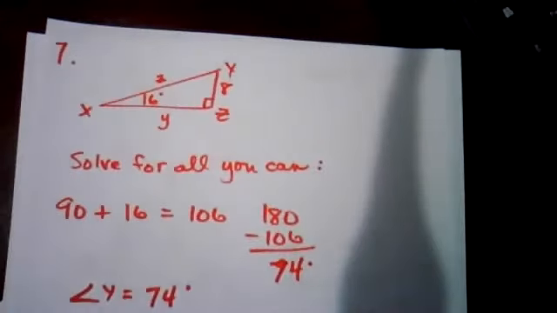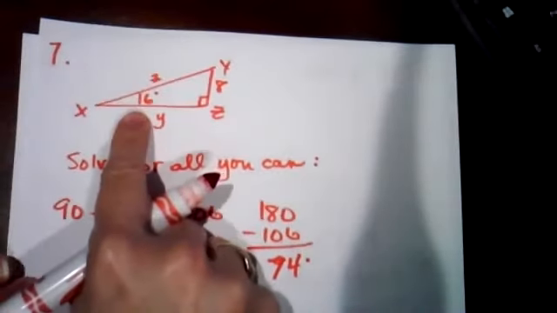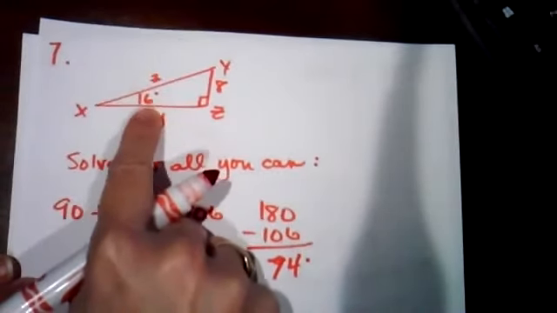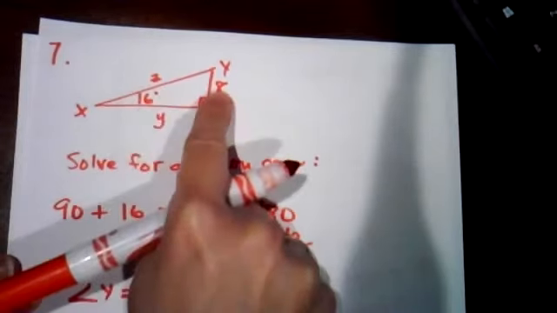All right. Number 7. Okay. So they have given us this triangle right here. We have 16 degrees. We also have 8. Okay.